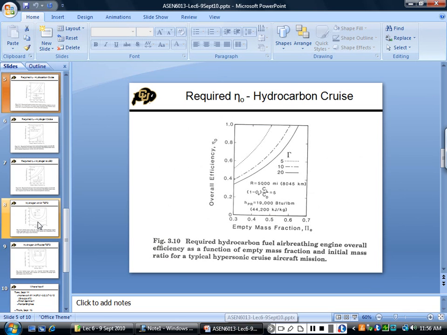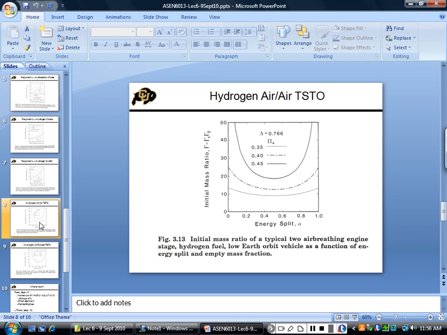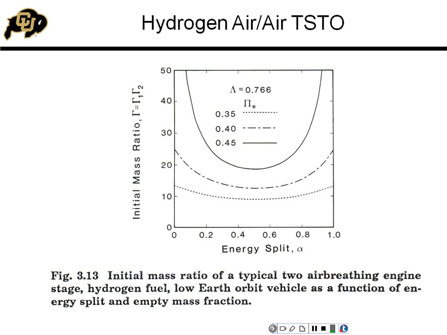Where are we here? Hydrogen, there we go. So if we look at this one here, the energy split here is, or sorry, the lambda is the same for both stages. In this case, it's 0.766. And if you dig backwards in the book to one of the other examples, you'll see the numbers that were used to come up with this number. It's following some of the old examples.